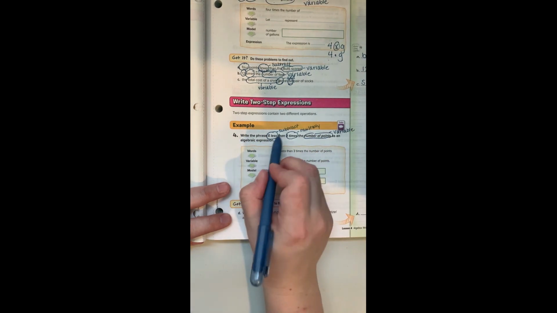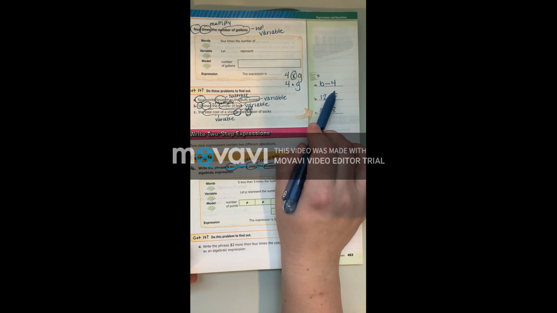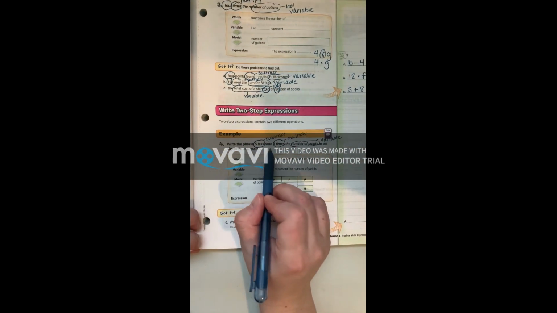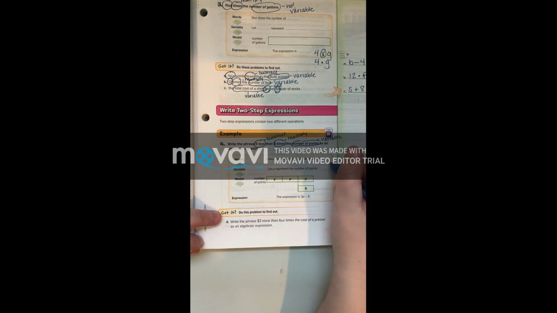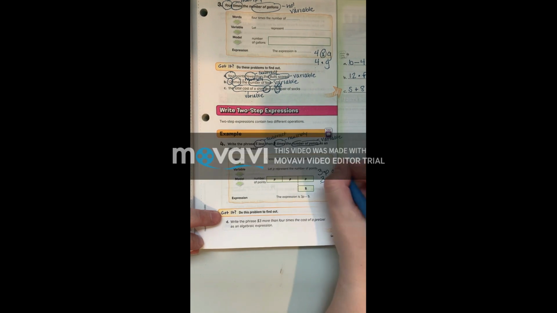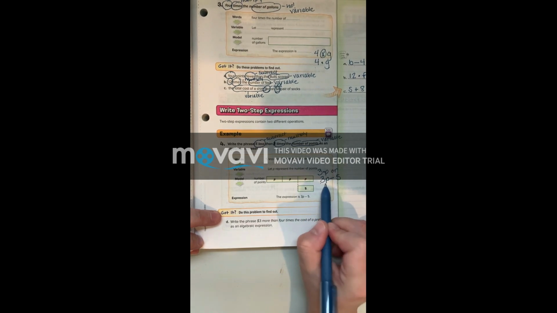Okay, so 5 less. Now we're going to look up here again. Remember how we said subtraction usually comes after the variable, and it will in this instance as well. Okay, 5 less than 3 times. I circled and blocked the 3. 3 times the number of points. Now we can do 3 times P, or we can do 3P. The letter and number next to each other mean multiply. 5 less than the number of points, 3 times the number of points. Okay, so 3 times the number of points minus 5.